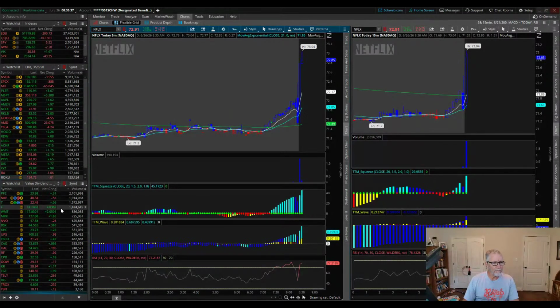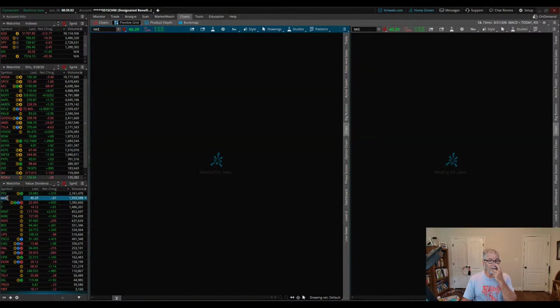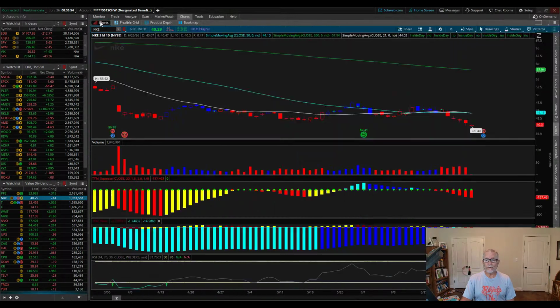It's catching a little bit of bid. Nike got a downgrade today, and I can't remember the company that did it, but why would you? Let me show you the chart. Why would you downgrade Nike when you look at this chart?